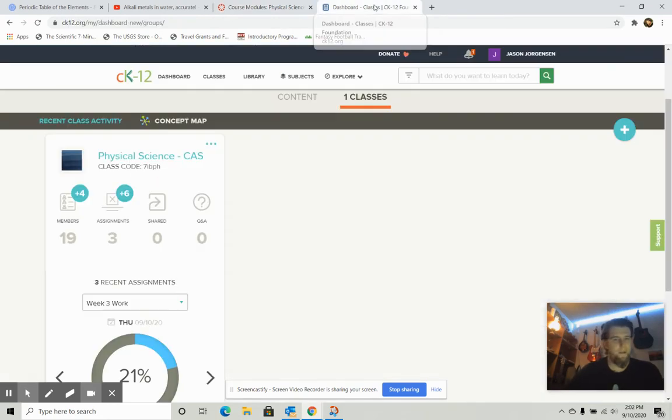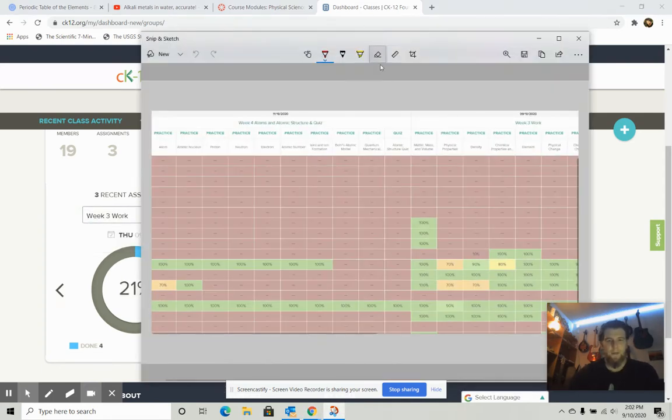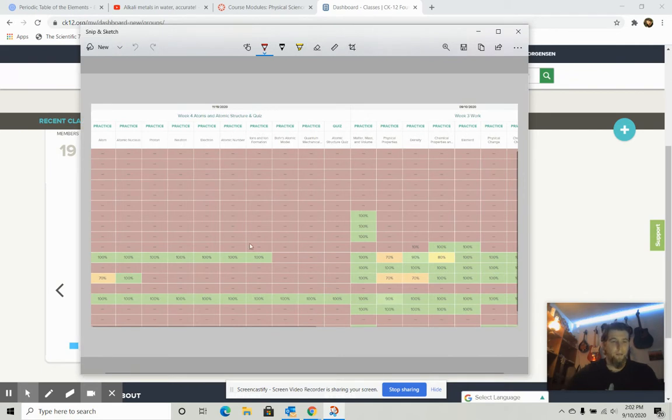So just a couple unfun things that we got to go over. CK12.org: your new unit is up, your new assignments are up. When I'm looking here, if I look at week 3 work, only 4 people have it done. And when I look at week 4 work, even less, only 1. So we got to get on that. Let me show you. This is a screen grab from the gradebook, and you can see a lot of blanks here. Each one of these rows is a student in the class, and so lots of blanks.